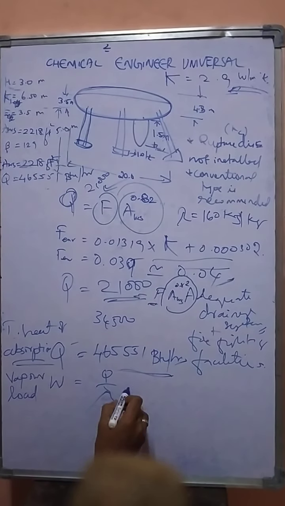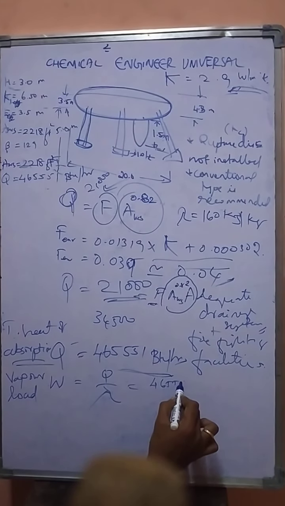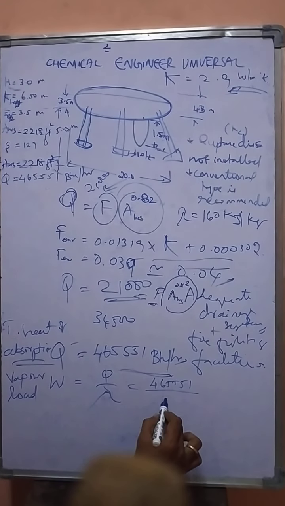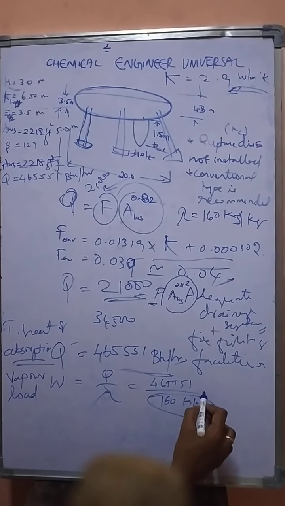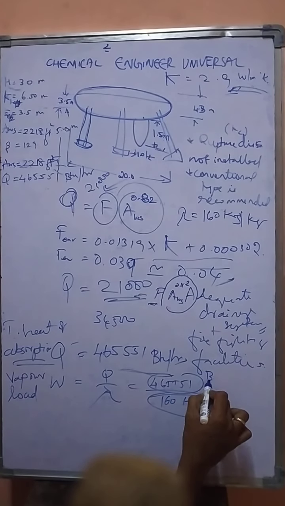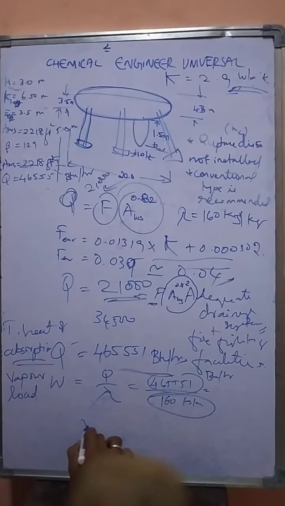Just for the calculation purpose only, I am taking all this data. So calculate this one: 46551 divided by lambda is 160 kilojoule per kilogram. So the value will be around... but here the value we have is kilojoule per kilogram. We have to convert this one, because this is in BTU per hour. So we need to equalize the units. So for this we can take this 160 kilojoule per kilogram in pounds. So that will be equal.